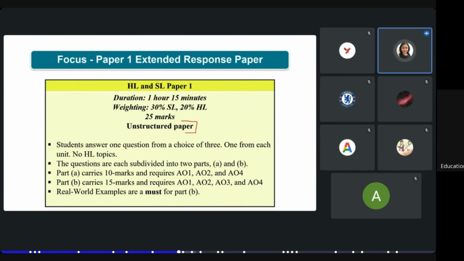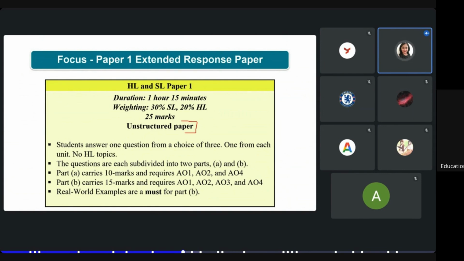Also knowing the difference between unstructured and structured papers. I'm sure most of you know unstructured papers, they will give you a question paper and writing paper to write on. You do not answer anything on the question paper. If you make a mind map, it's okay. We do not look at it. The examiners will grade only what is written on your answer sheet.